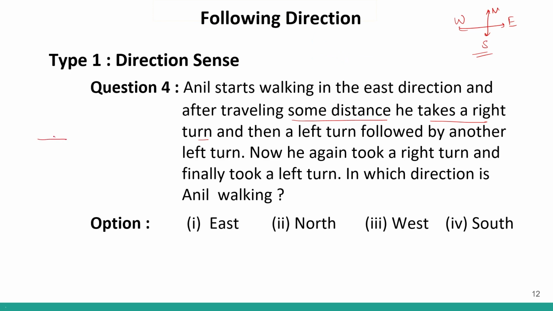So he starts walking towards east, right? And then after traveling some distance, he takes a right turn. So right turn will be here, right? Then he took a left turn. So left turn would be this side, followed by another left turn. So another left will be this side, right? Now he again took a right turn. So again he took a right turn this side, and finally took a left turn. So left turn will be this side. So we have to find in which direction is Anil walking. So Anil is clearly walking towards the north. So answer will be option number 2, north.